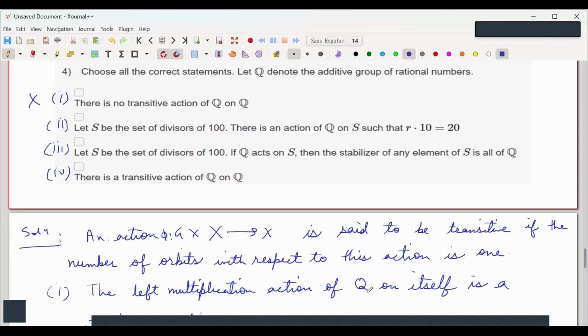Shall I leave it to you guys to solve, or do you want to state something? So I have already told you that one of the options B and C is not true. Either the stabilizer of any element is whole Q, or there exists an element which maps 10 to 20. And of course, if this is not true, then this is true. We are just left with the second or third.